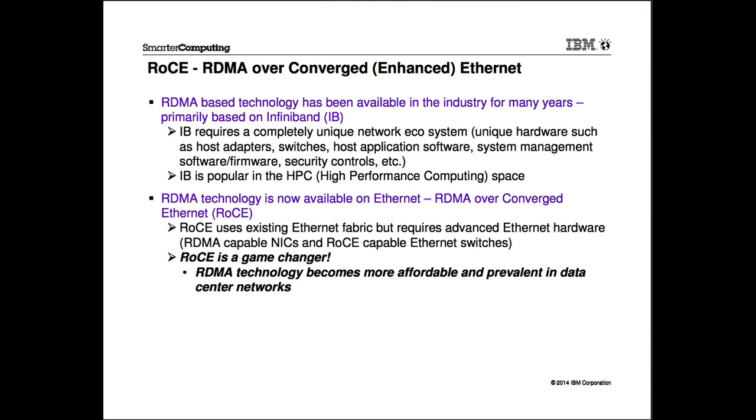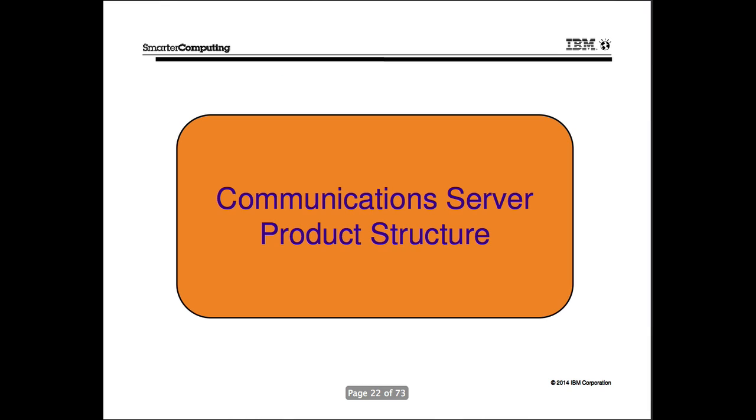Until now, a new technology has come along, RDMA over Converged Ethernet, which we call RoCE, that now allows RDMA to run directly over the Ethernet, which means you can use your existing Ethernet fabric to do RDMA. You only need RNICs and switches that are capable of doing a few functions. So because of RoCE, RDMA is now affordable and can be prevalent in data center networks.